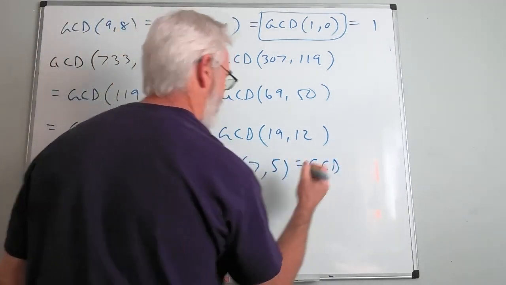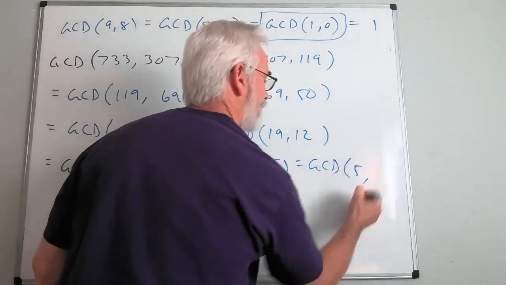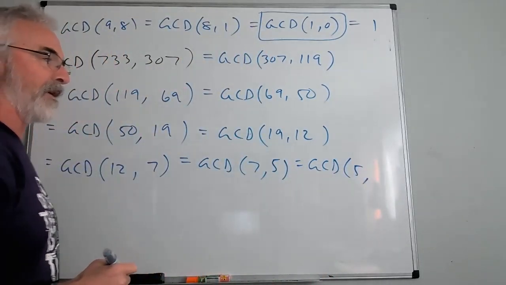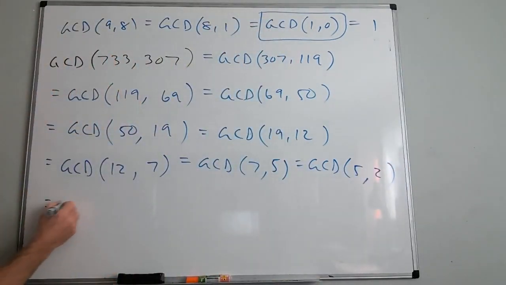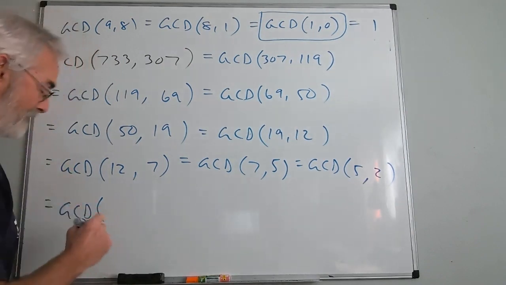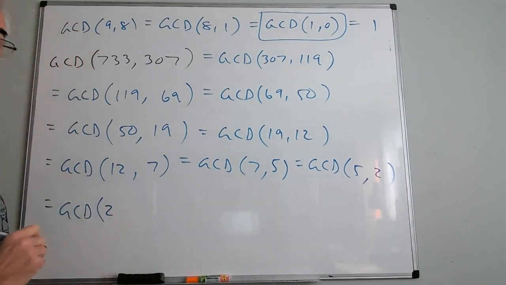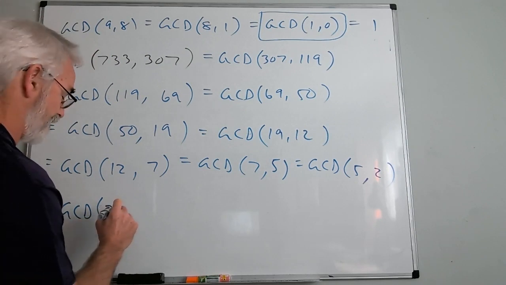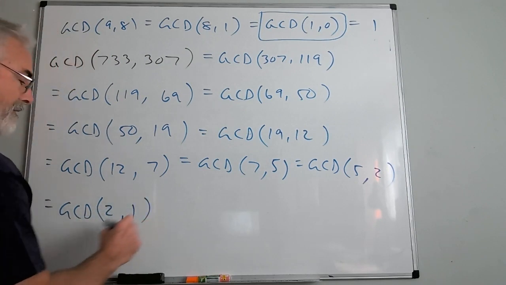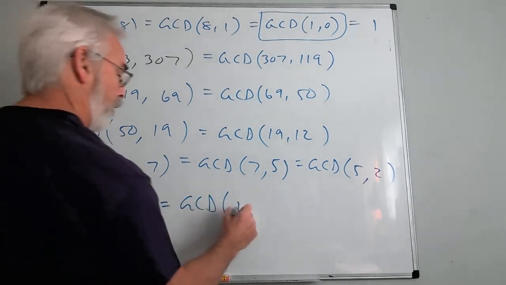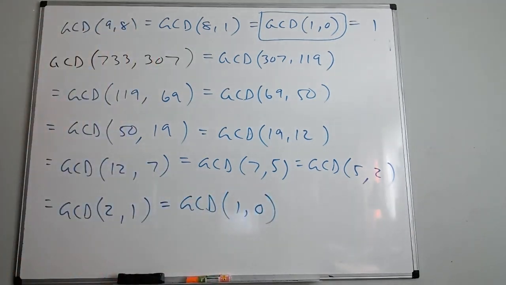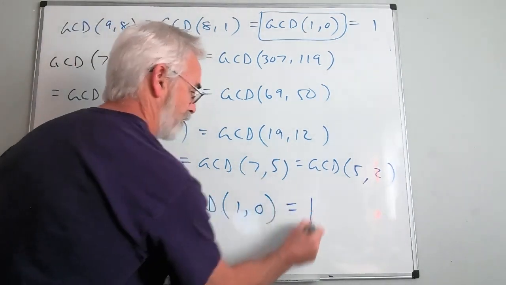I'll fit one line here. 5 goes into 7 exactly one time with a remainder of 2. Oy vey. All right. 2 goes into 5 two times, and I'm going to have a remainder of one because 5 minus 2 times 2 is 1. And finally, 1 goes into 2 twice with 0 remainder. We are done. Oh my gosh.